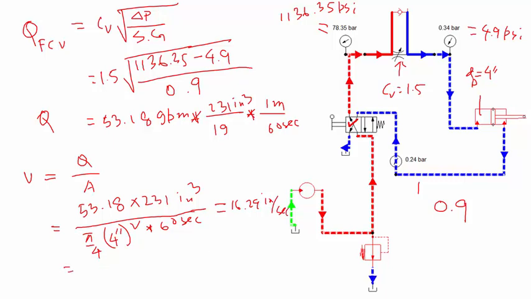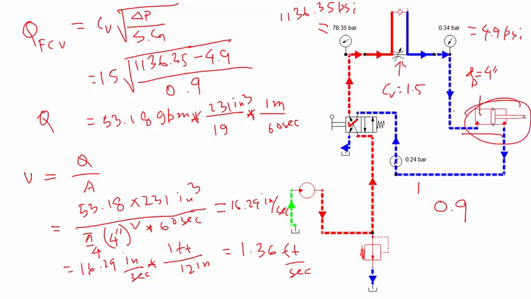Now if I convert that 16.29 inches per second to feet, I know that 12 inches is 1 foot. So then I got 1.336 feet per second. So the idea of a flow control valve, or meter-in or meter-out circuit, is to control the speed of the cylinder. If I want to go very slow, I will restrict the flow here, decrease the flow, because I know that velocity is Q divided by A. So if I decrease Q, then the velocity will decrease too.